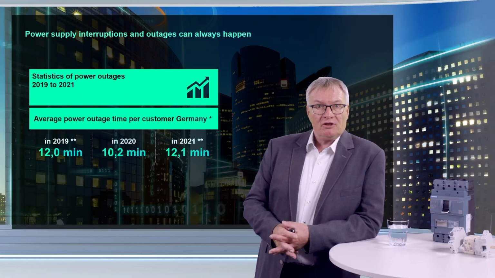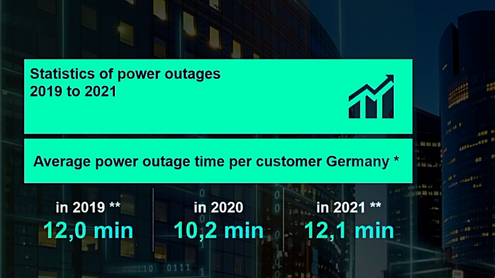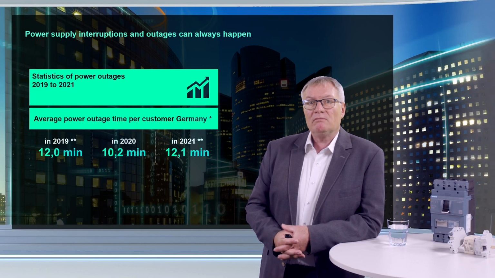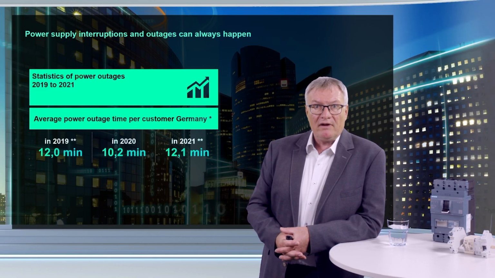Power supply outages can always happen. A single point of failure can have significant influence on the possible consequences of a power failure and trigger disruptions or failures.